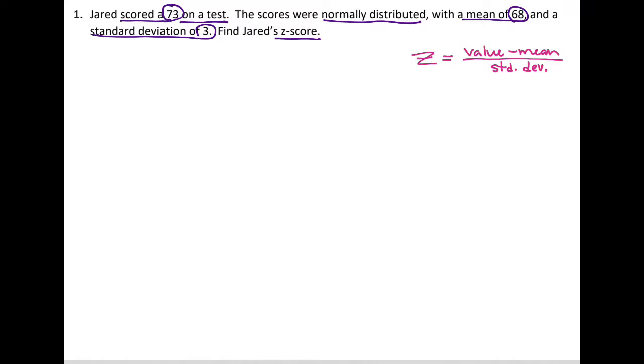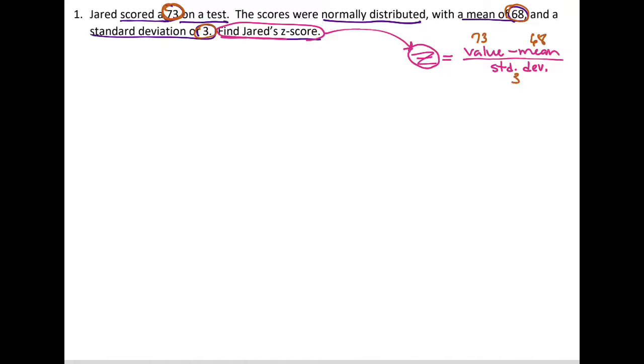In order to find Jared's z-score, notice we are finding it. That means we don't know the z-score; it will be the variable that's left in the equation. That must mean we have all the other information to fill in. His actual value on the test was a 73, so 73 goes here. The mean is 68, so 68 goes here. And the standard deviation was 3, so 3 goes here.